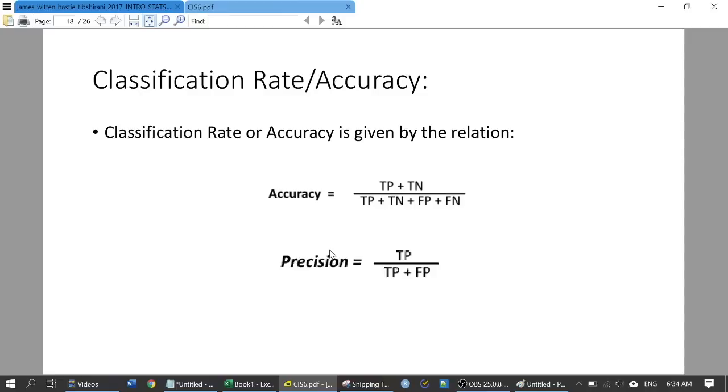So from the confusion matrix, we can get the classification rate or the classification accuracy. The accuracy is given by the true positive plus the true negative divided by all of it. Okay. And the precision is given by the true positive divided by the true positive plus false positive.